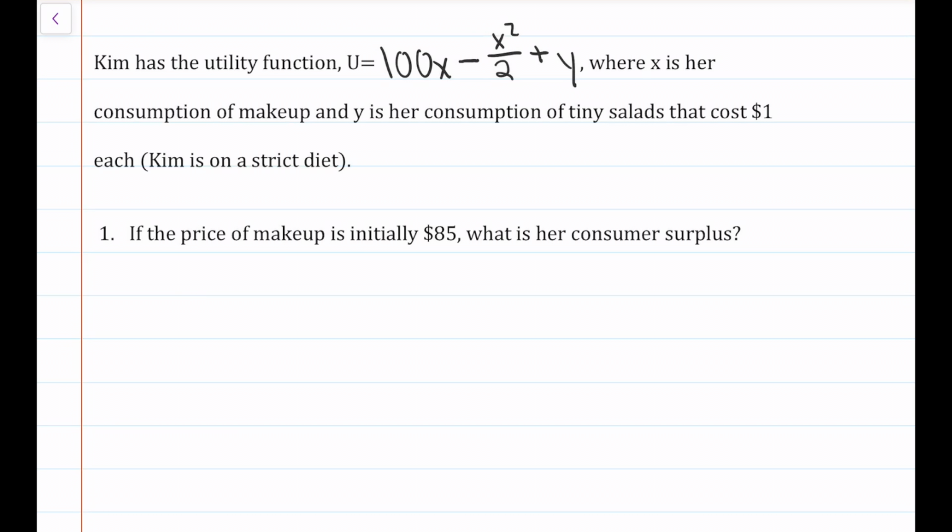Hey guys, so this is the problem I'm going to be solving today. It says Kim has the utility function u equals 100x minus x squared over 2 plus y, where x is her consumption of makeup and y is her consumption of tiny salads that cost $1 each. So the question is, if the price of makeup is initially $85, what is her consumer surplus?